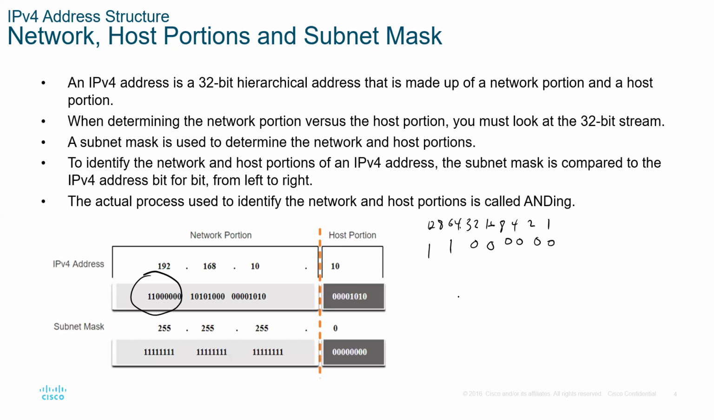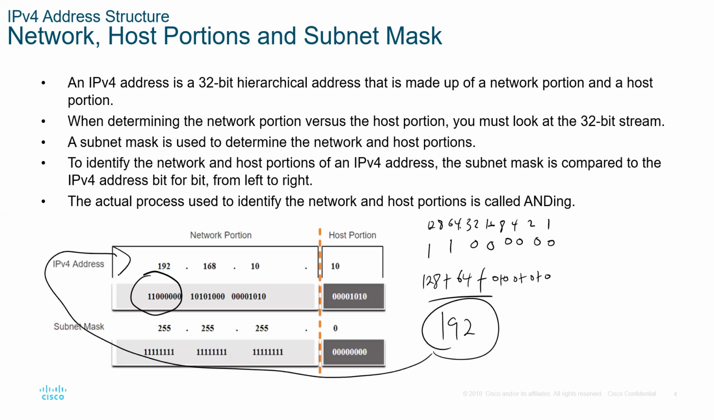Where there is a 1, it means I have 128 plus, where there is a 1, I have 64. Where there are zeros, I have 0 plus 0 plus 0 plus 0 plus 0. 128 plus 64 gives you a sum of 192, and that gives you this number right here. This should be the foundation of your understanding of IP addresses.